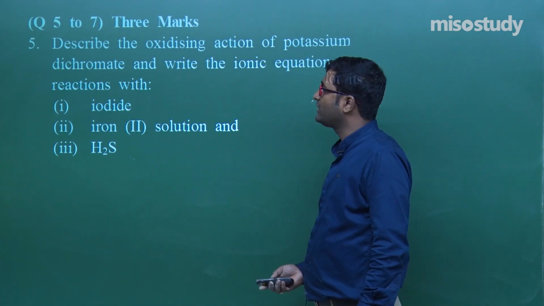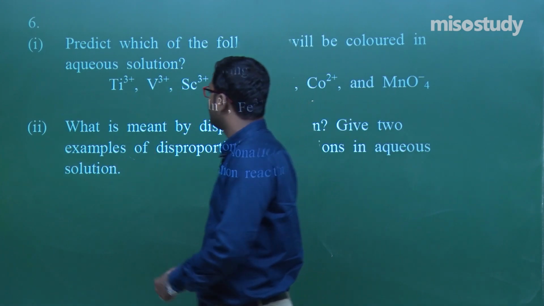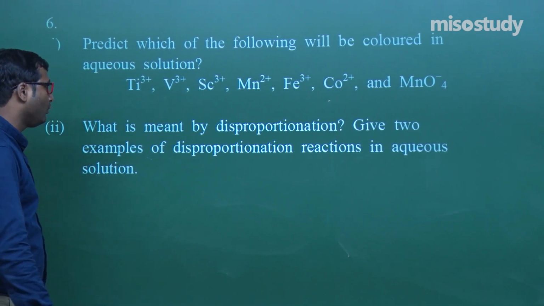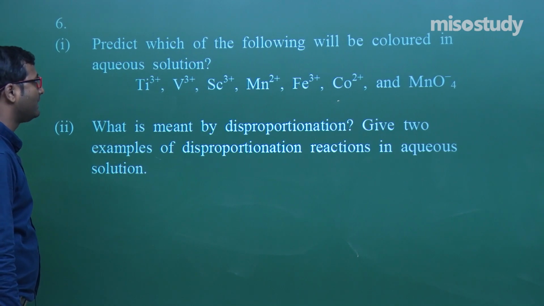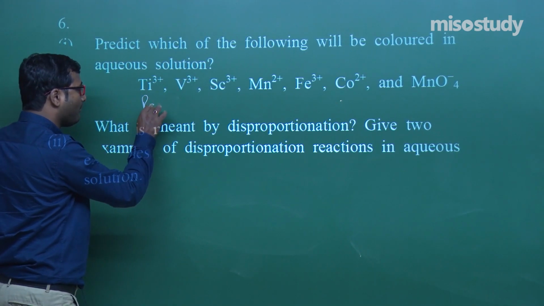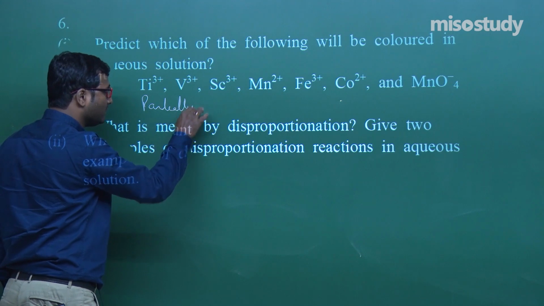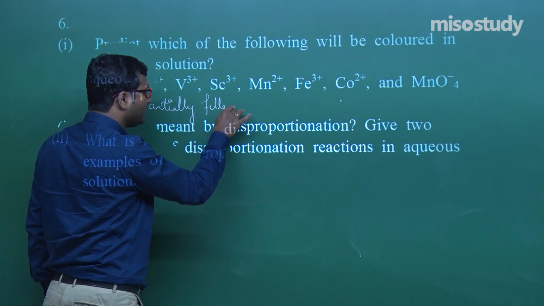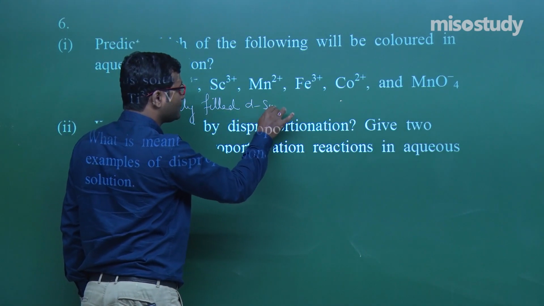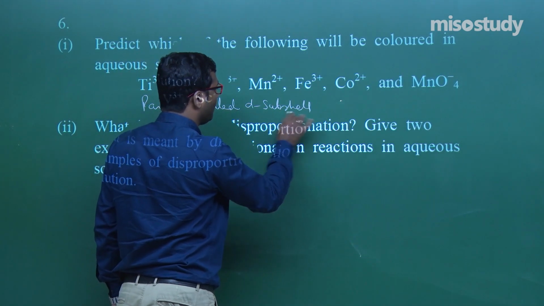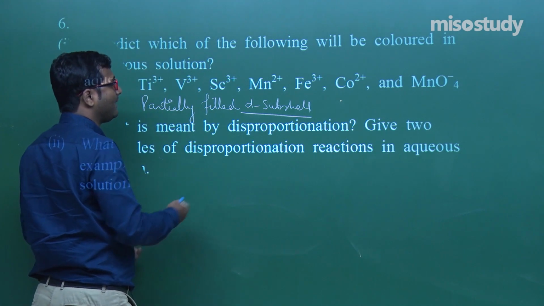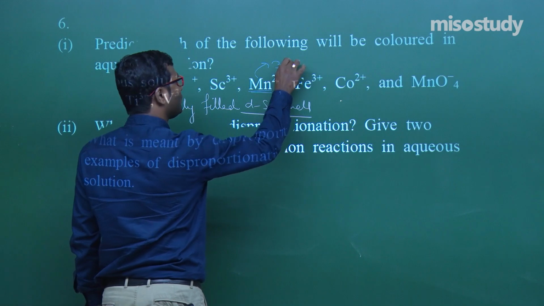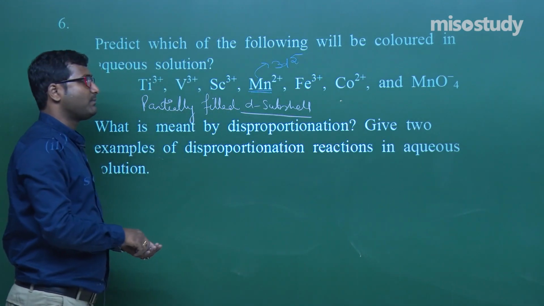Now the question here is question number 6. Predict which of the following will be colored in aqueous solution. As we know, if the substance is colored, that means to say it has a partially filled d subshell. One more thing, if I talk about Mn2+, it has configuration 3d5, that is partially filled.